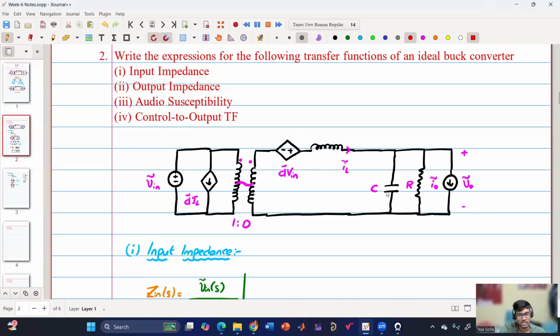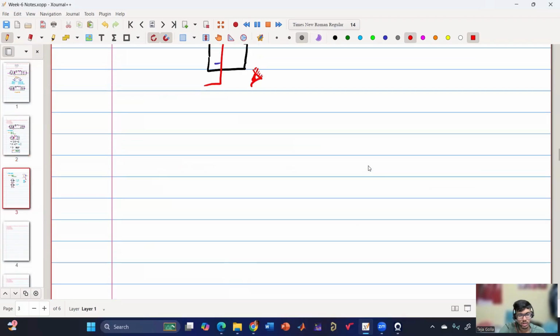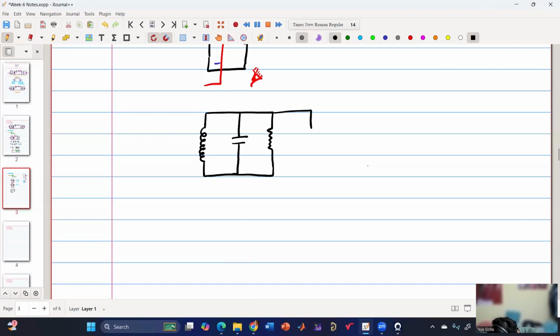So we have an inductance in parallel with resistance, in parallel with capacitance, and at the output we have I naught tilde. Let me redraw the circuit. The entire circuit will become something like this: inductance parallel with capacitance, parallel with resistance, parallel with sinking current I naught. This is my SL, this is my SC, this is my R, this is my I naught tilde, and this is my plus minus V naught tilde.